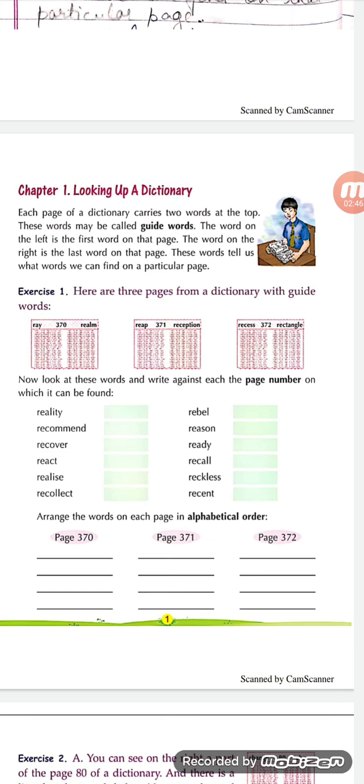After that, we will arrange these words in alphabetical order. First, page number 370, page number 371 and page number 372. You all will try to solve this exercise yourself and you can check your answers from the answer key provided.